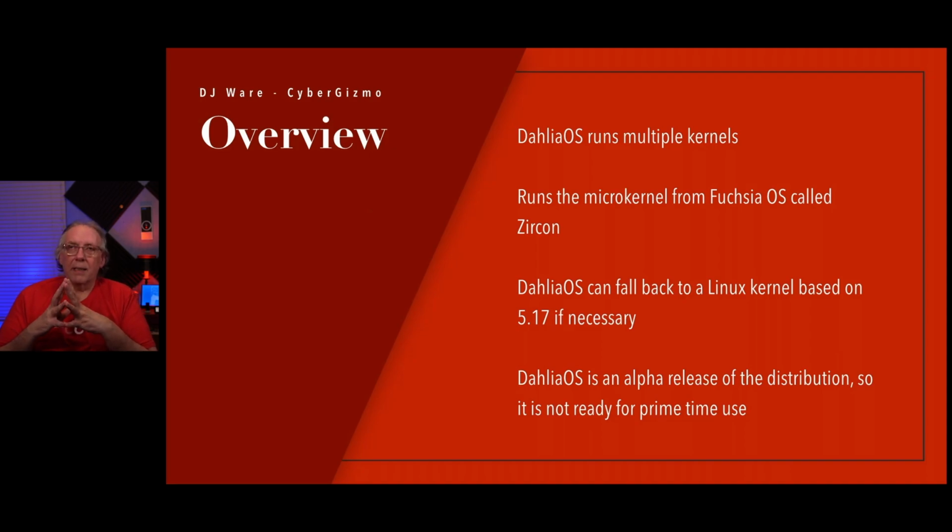So the first kind of unique feature of DaliaOS is that it runs multiple kernels. It does run a microkernel from Fuchsia called Zircon, and I'll put my links back in here for Fuchsia OS. Zircon is the kernel for Fuchsia OS, which is a Google operating system that they are working on as a possible replacement for Android and Chrome OS. And I say possible because I still have not seen where Google has officially announced that they are replacing Android and Chrome OS with Fuchsia OS.